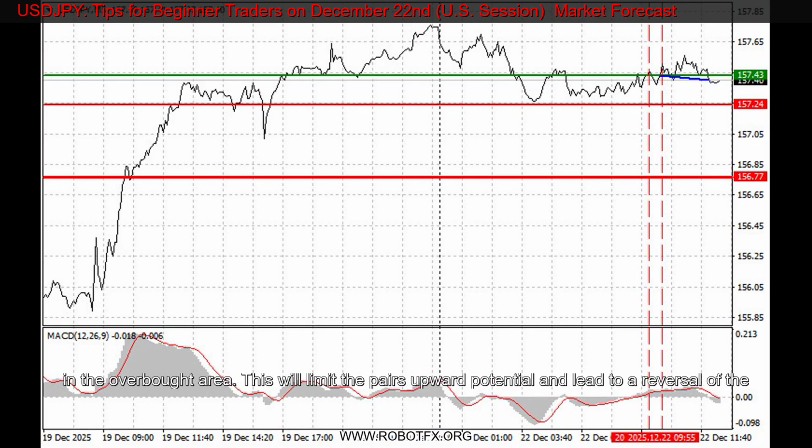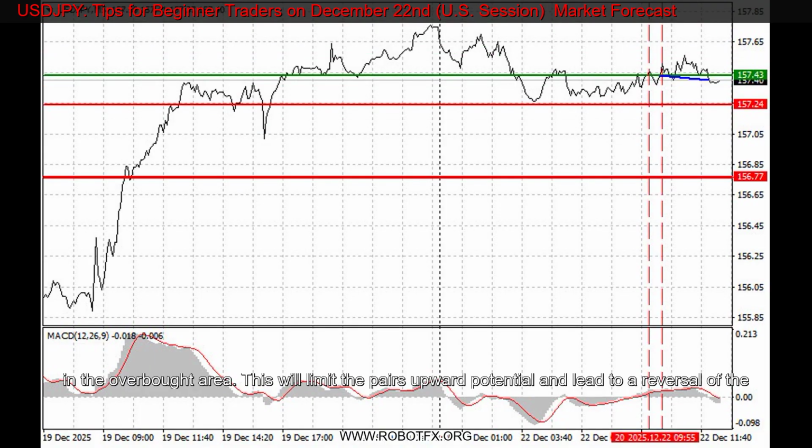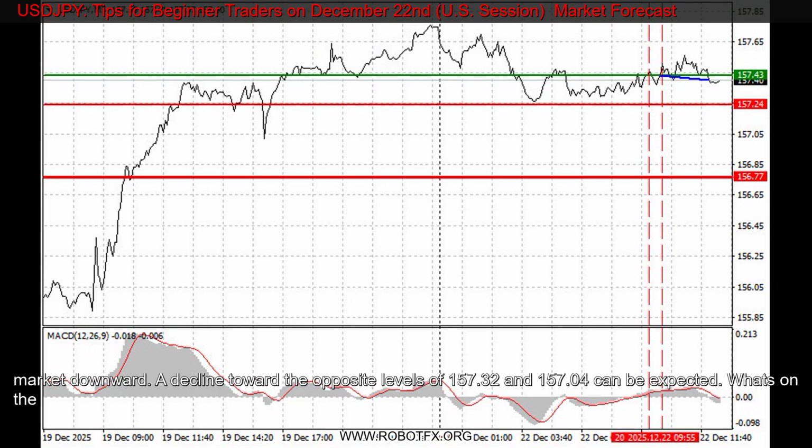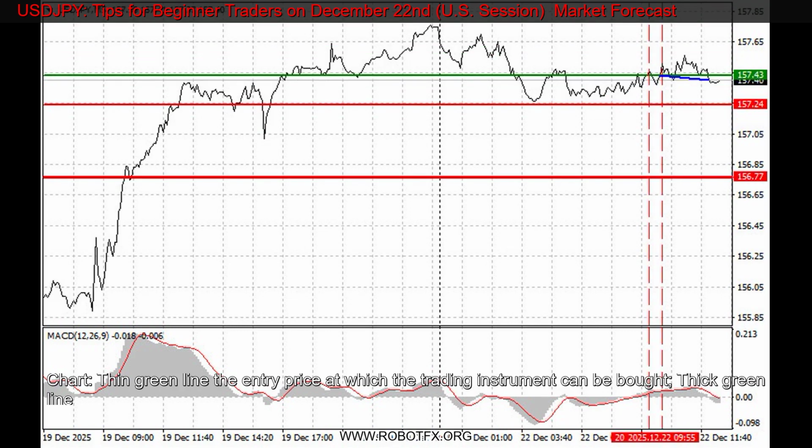Scenario No. 2. I also plan to sell USDJPY today in the event of 2 consecutive tests of the 157.58 price level at a moment when the MACD indicator is in the overbought area. This will limit the pair's upward potential and lead to a reversal of the market downward. A decline toward the opposite levels of 157.32 and 157.04 can be expected.